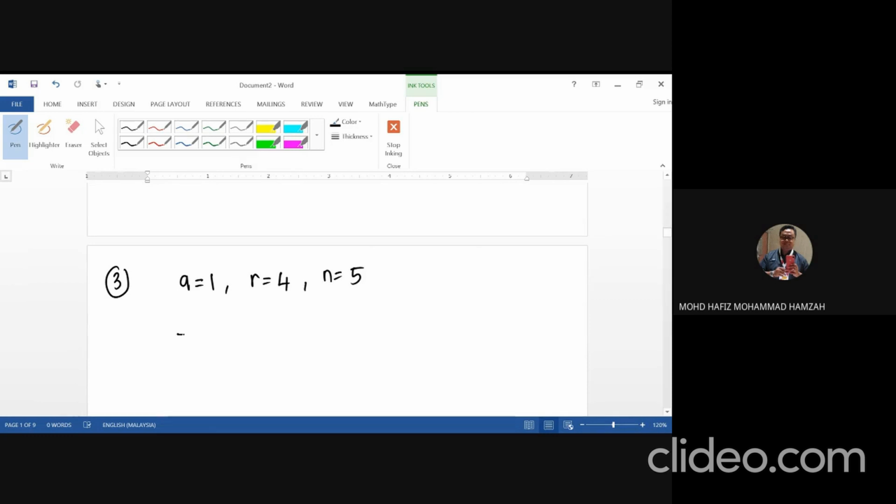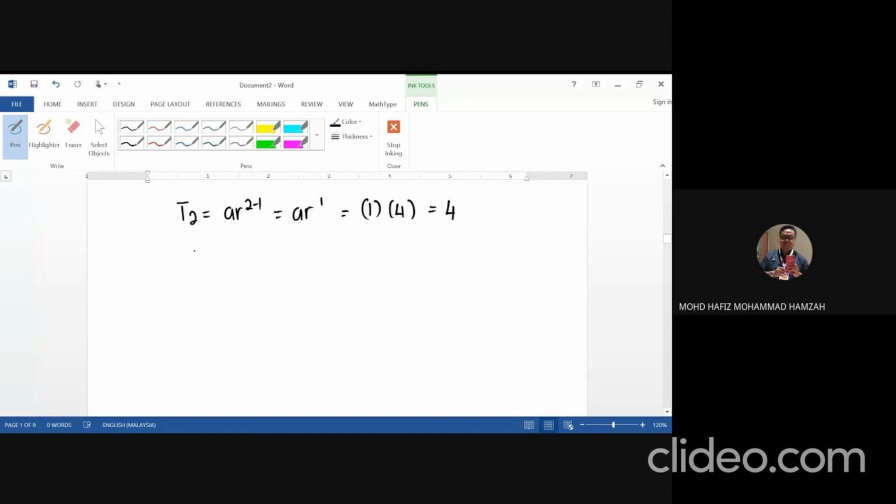Okay, so the first term is A. So the answer is 1, no need to calculate. So the second term is AR to the power of 2 minus 1, which is AR to the power of 1, 1 times 4. So we get 4. This is a little less work but the question is the same. The third term is AR to the power of 3 minus 1. So equal to AR squared. So 1 times 4 squared. 4 squared is 16. So equal to 16.